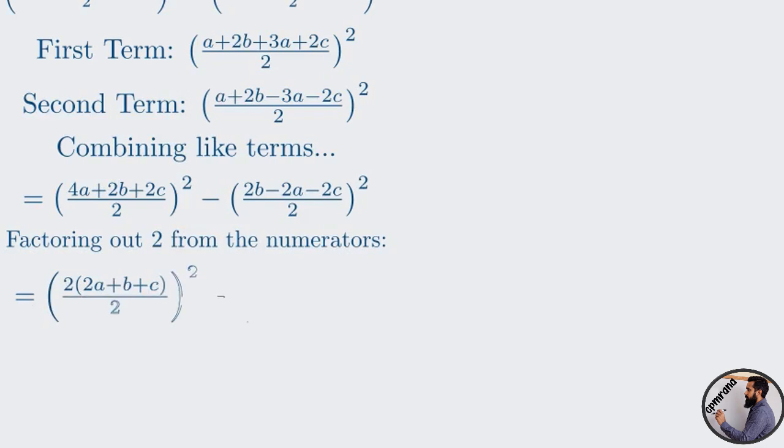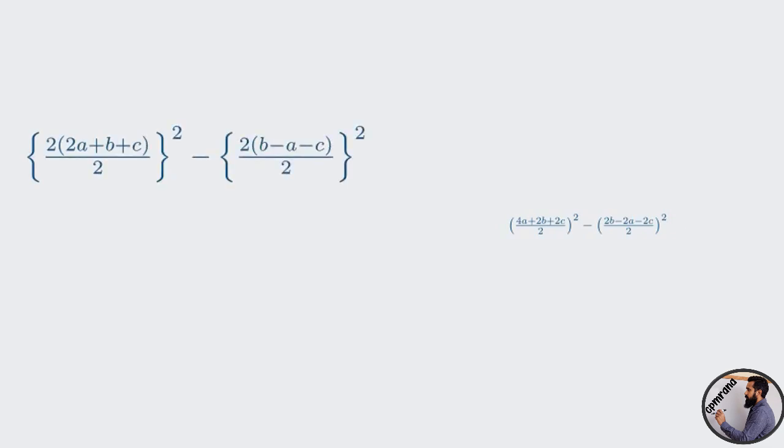Notice how all the terms in the numerators are even. This suggests we can simplify further by factoring out a 2. To finish this off, let's factor out a 2 from every term in the numerators, so we can cancel it with the denominator. In the first bracket, factoring out 2 leaves us with 2 times the quantity (2a+b+c). In the second bracket, it leaves us with 2 times the quantity (b−a−c).